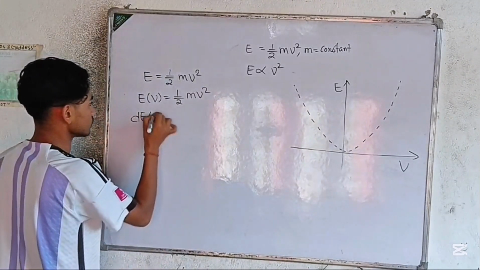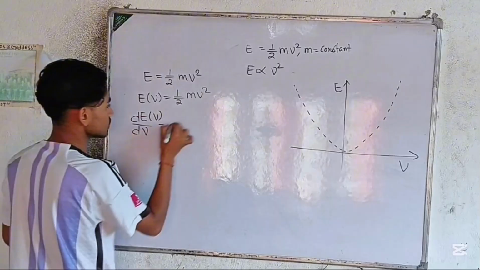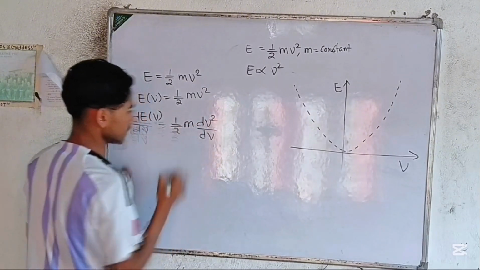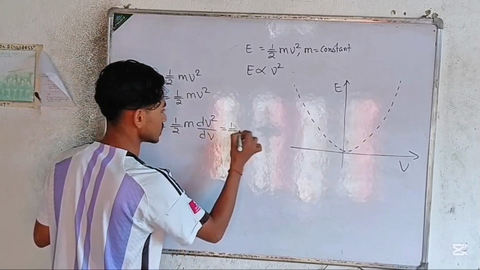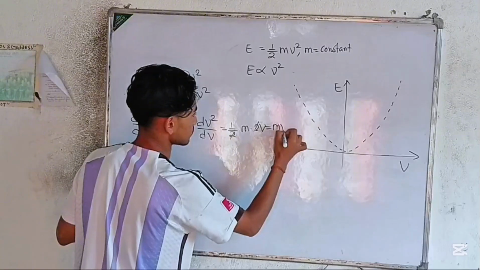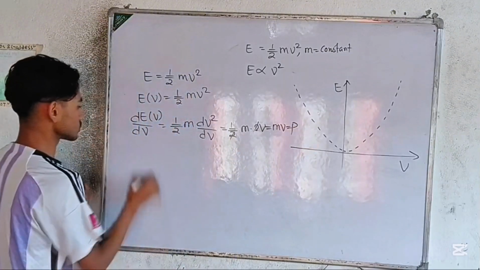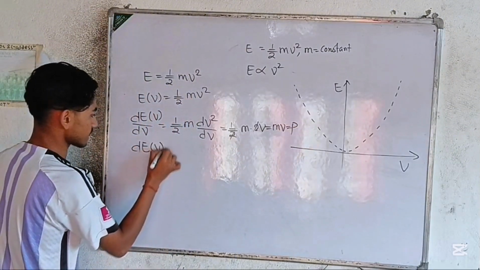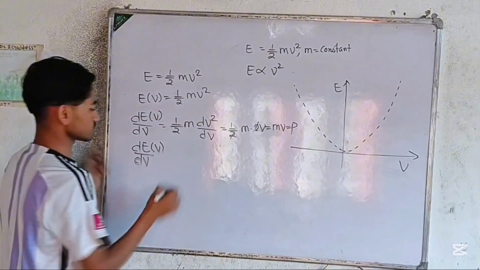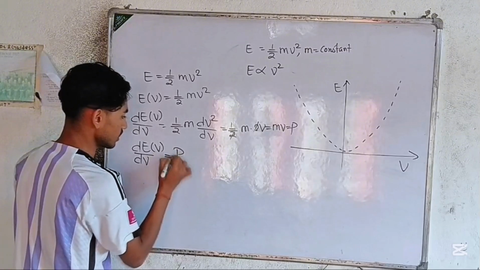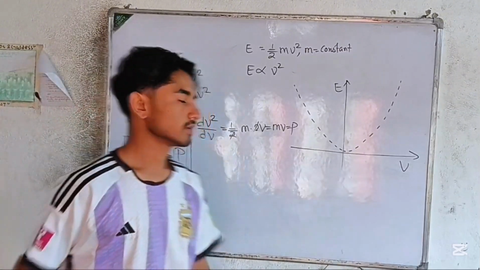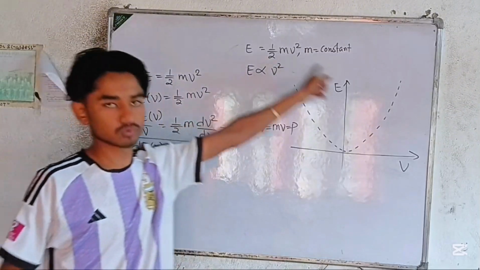So dE over dV is 1/2 m times d(v squared) over dV. I get 1/2 m times 2v, which is mv, or simply the momentum. So the rate of change of energy with change in velocity, the energy change per unit change in velocity, is nothing but the momentum of the particle. This is an interesting thing you might not have seen through this equation.